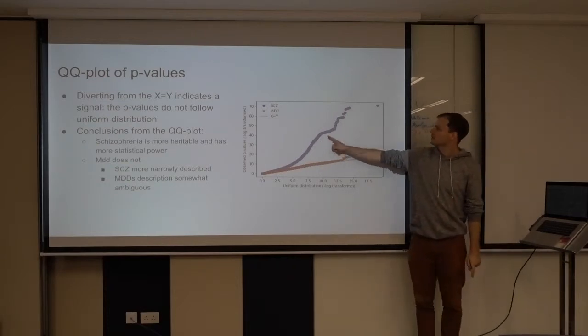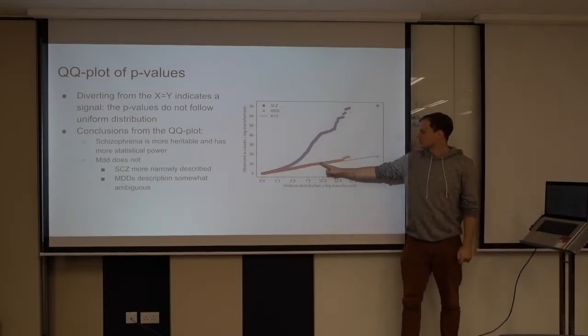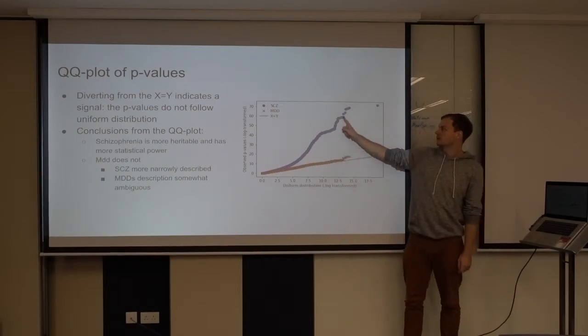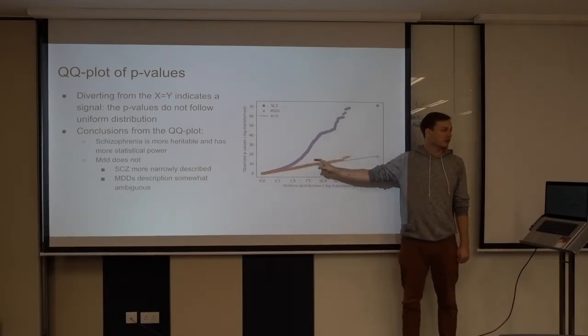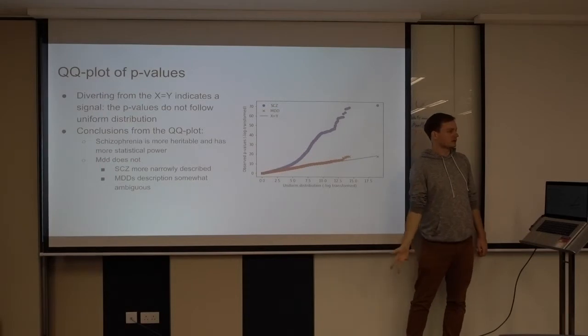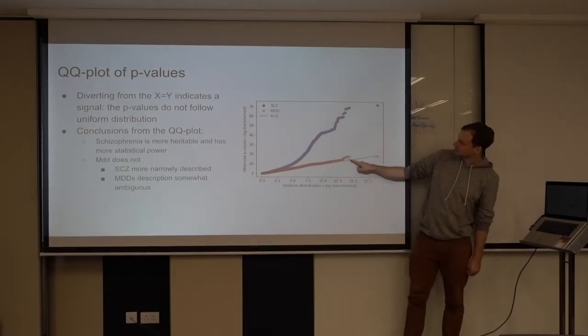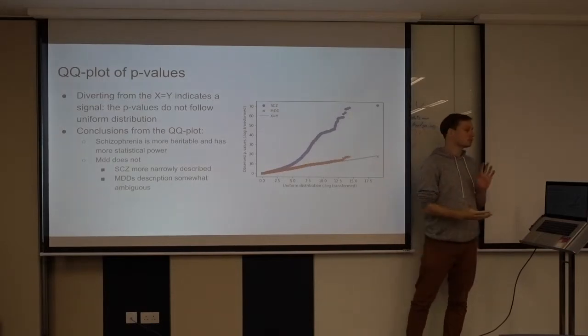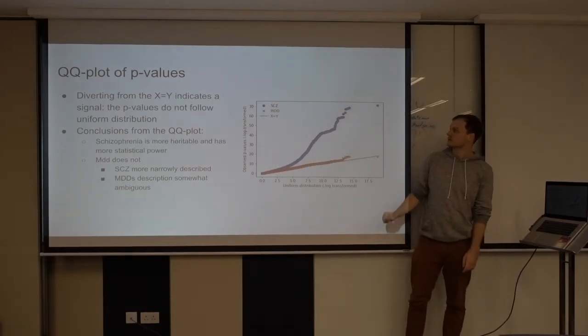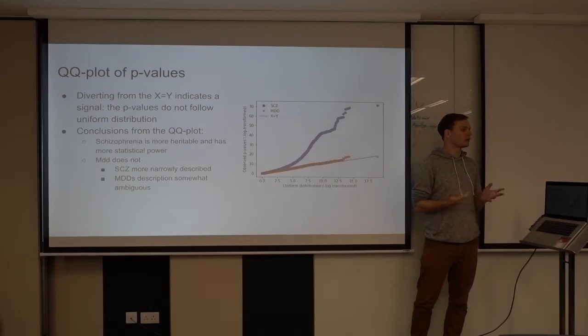The blue one is schizophrenia and the red one is depression. As you can see already, schizophrenia is inflated, which means there's a very strong signal in schizophrenia. In comparison, depression has only a tiny signal here at the end. That has multiple different reasons. One of the reasons is that schizophrenia is more heritable. We know there are bigger genetic factors in schizophrenia than in depression.